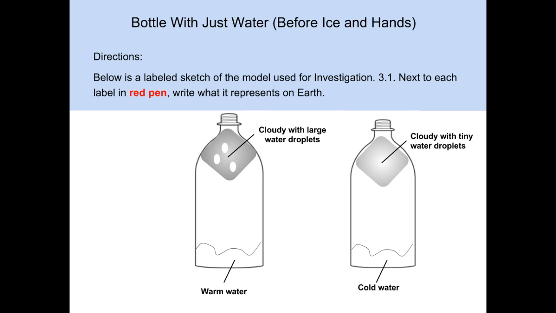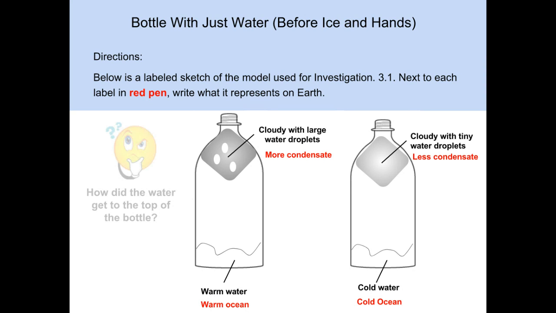So on the left side, you have a warm water 2-liter bottle, and on the right side, you have the cold one. And what you should have noticed is cloudy with large droplets on the warm water one, and maybe a little bit of cloudy with tiny water droplets. Some groups had none, but there should have been a definite difference there. So the warm water represents the warm ocean, and the cold water represents a cold ocean. And over warm water, there's more condensation. Over cold water, there's less condensation. So the question is, how did the water get to the top of the bottle?